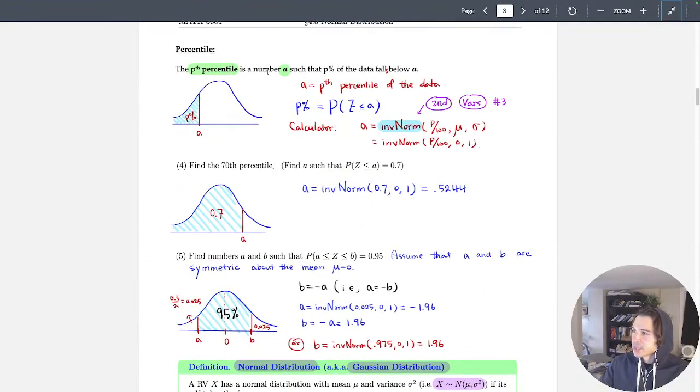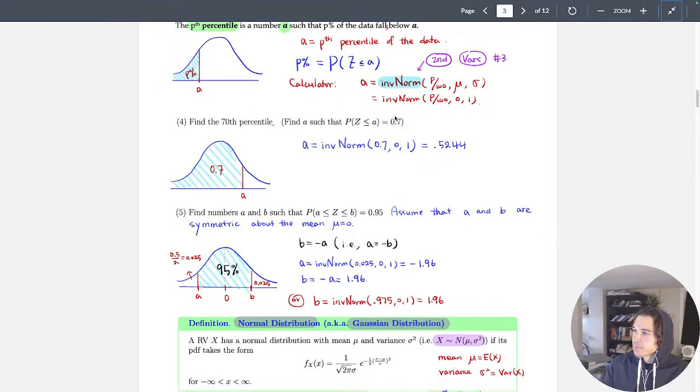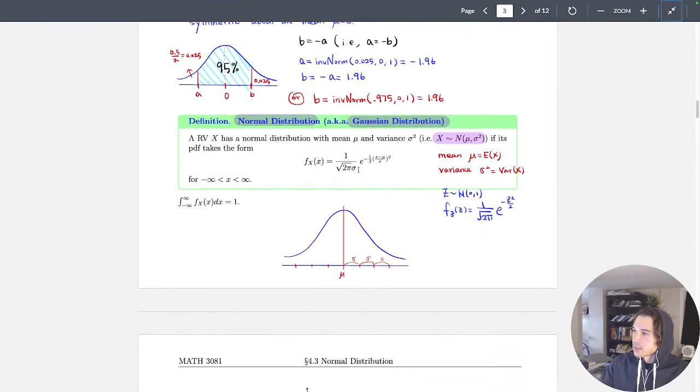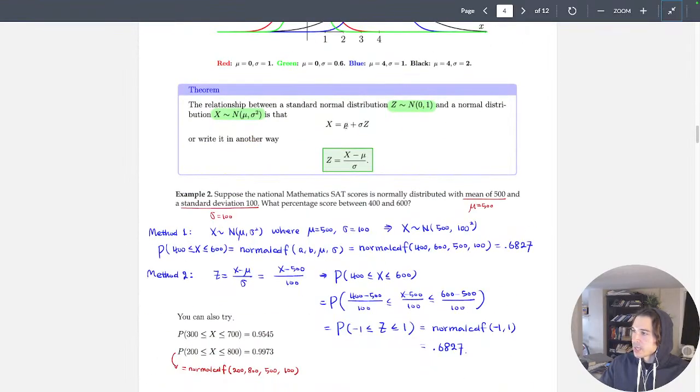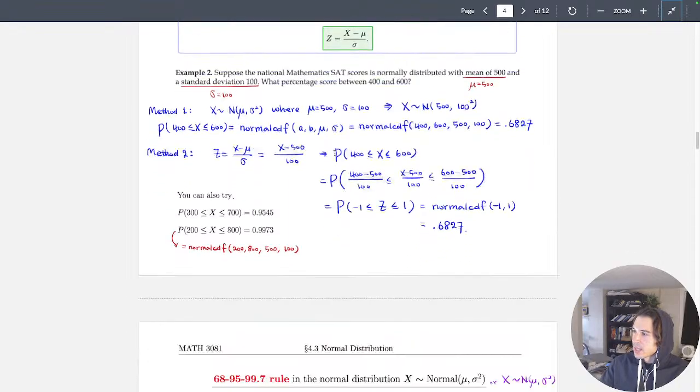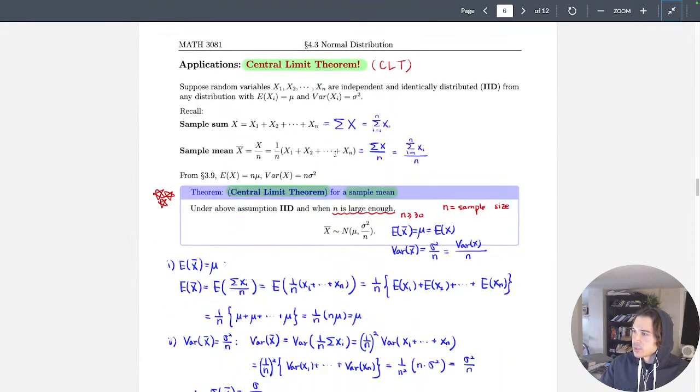If you want to find the pth percentile, you just use invNorm. And this is a non-standard normal distribution. It pretty much just teaches you how to set it up when the mean is anything but 0 and the variance is anything but 1. What you're going to want to do is normalize it. So x equals the mean plus the standard deviation times z. Another way is z equals x minus the mean over the standard deviation. This is really what you want to remember here. And simple, easy stuff.